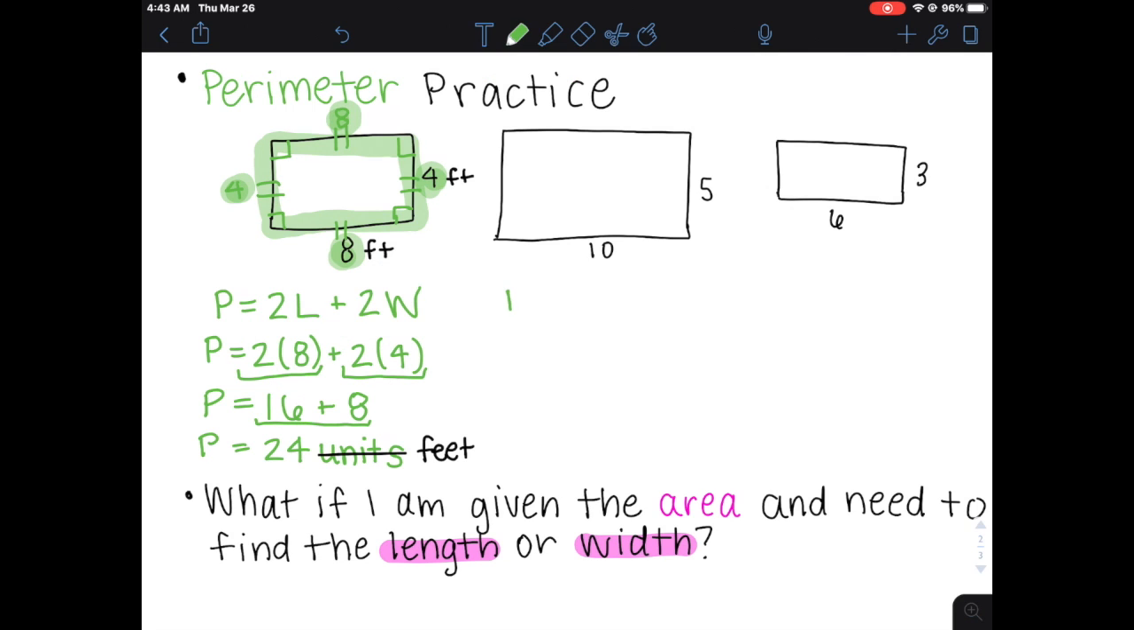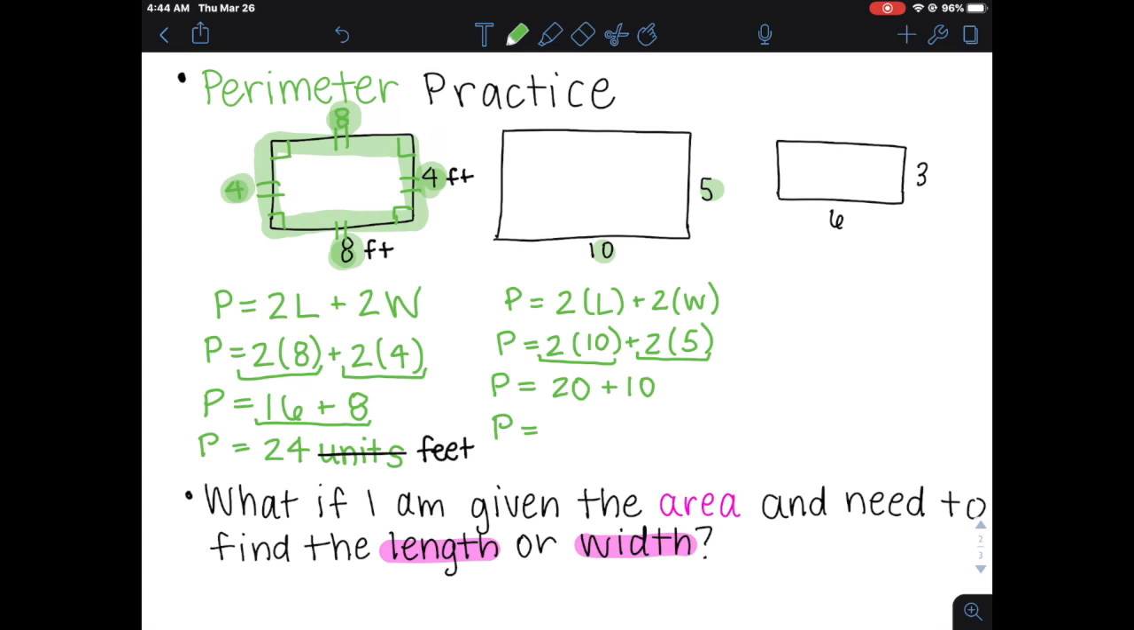So we're just going to go ahead and jump in straight with the formula. Okay, we have perimeter equals 2 times our length plus 2 times our width. So let's fill in those variables we know, which are length and width. Perimeter equals 2 times our length is 10 plus 2 times our width, which is 5. Okay, we got to simplify these multiplication problems from left to right. So perimeter equals 2 times 10 is 20 plus 2 times 5 is 10. So perimeter here would be 30 units.